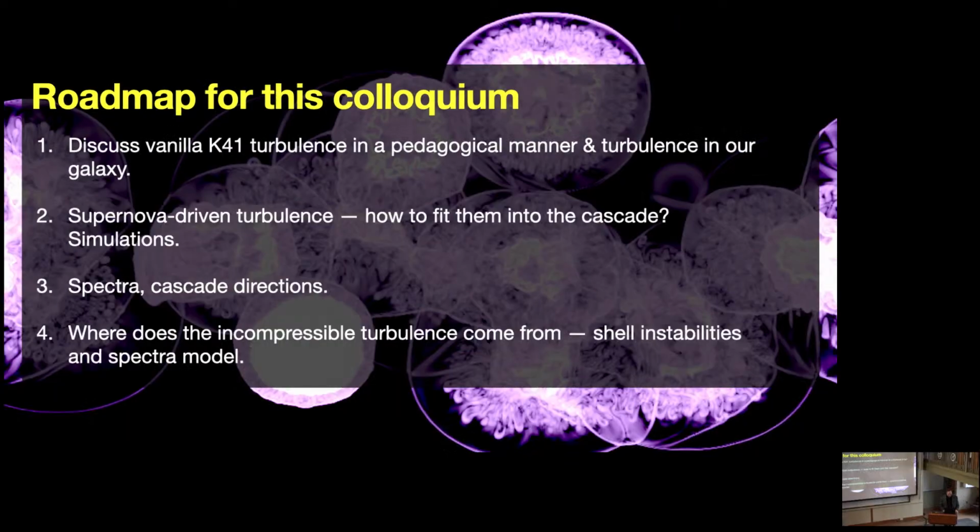I'll talk about spectra, I'll talk about cascade directions, and then I want to finally talk about, if you're just exploding in the galaxy, where the actual incompressible turbulence comes from. So these are the 4 things that I want to talk about in this colloquium. I hope that makes sense.